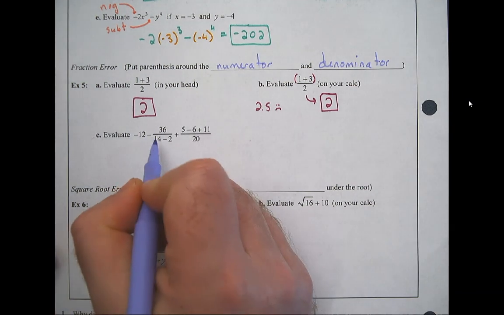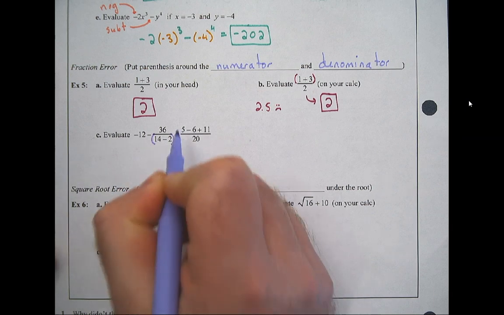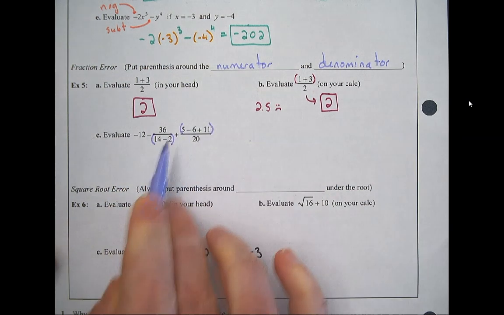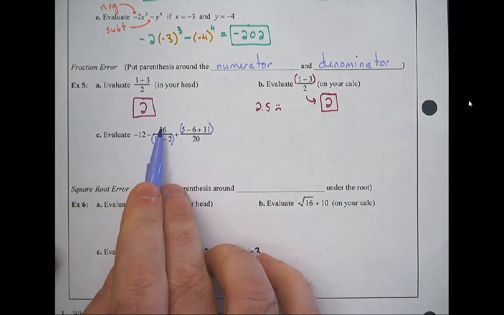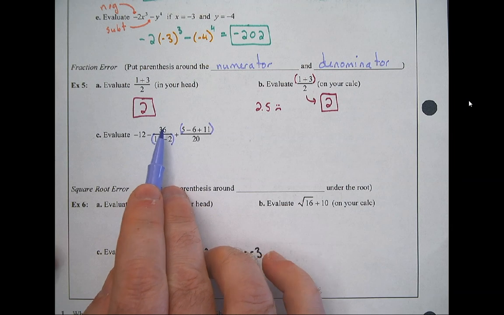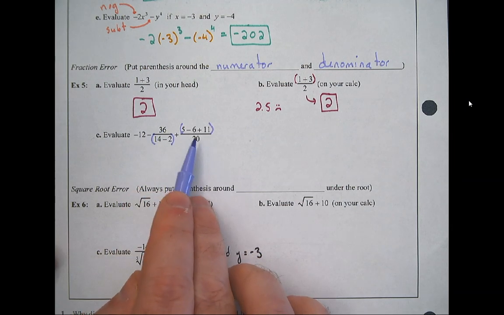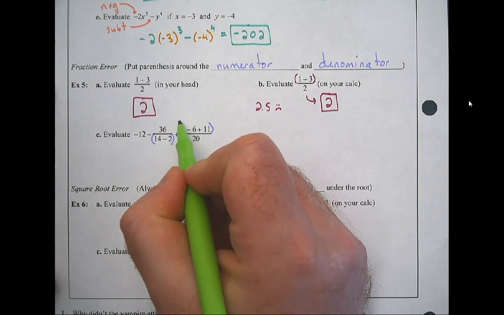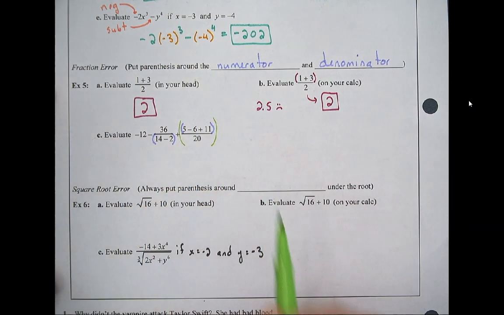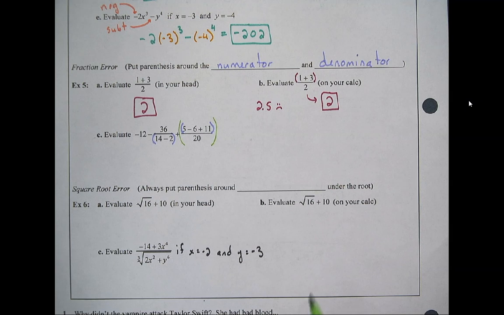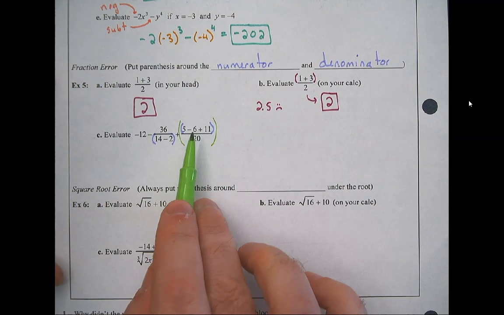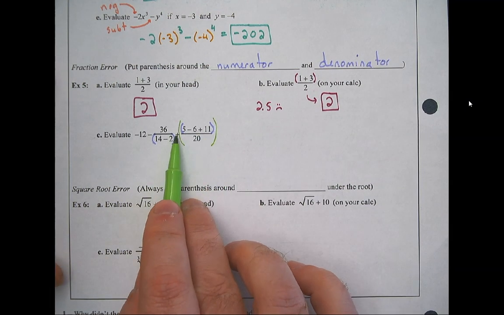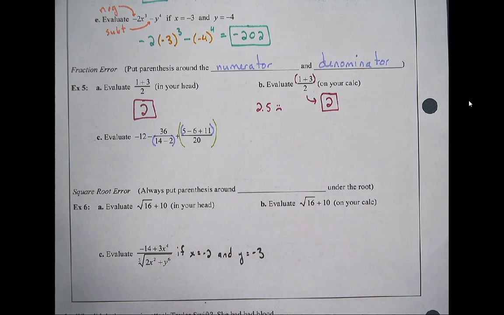Well, I'd have to put parentheses around this denominator and this numerator. You don't have to put parentheses around this because there's only one term. Other kids want to put parentheses around the whole darn thing. That's fine. You're just over parenthesizing. Your calculator knows to do this division before it does this addition, so you don't need to group this as a fraction.